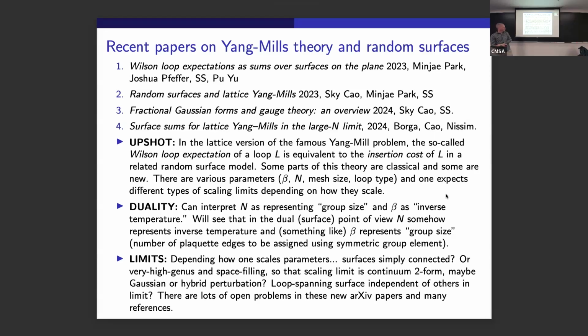When you try to take a limit, it really depends on how you scale these parameters. For example, if you take big N going to infinity, this is called the 't Hooft scaling. It's been known for a long time. In that case, it corresponds to making your surfaces want to be simply connected. Or, if you don't fix it and let N go to infinity, you may get very high genus and kind of space-filling things. So you might think the scaling limit is not going to be a surface at all. It'll be more like a random two-form. That may be the right way to think of what a limit of this object would be. Maybe some Gaussian, some hybrid, some permutation; there are various ways of thinking about what the limit might be.